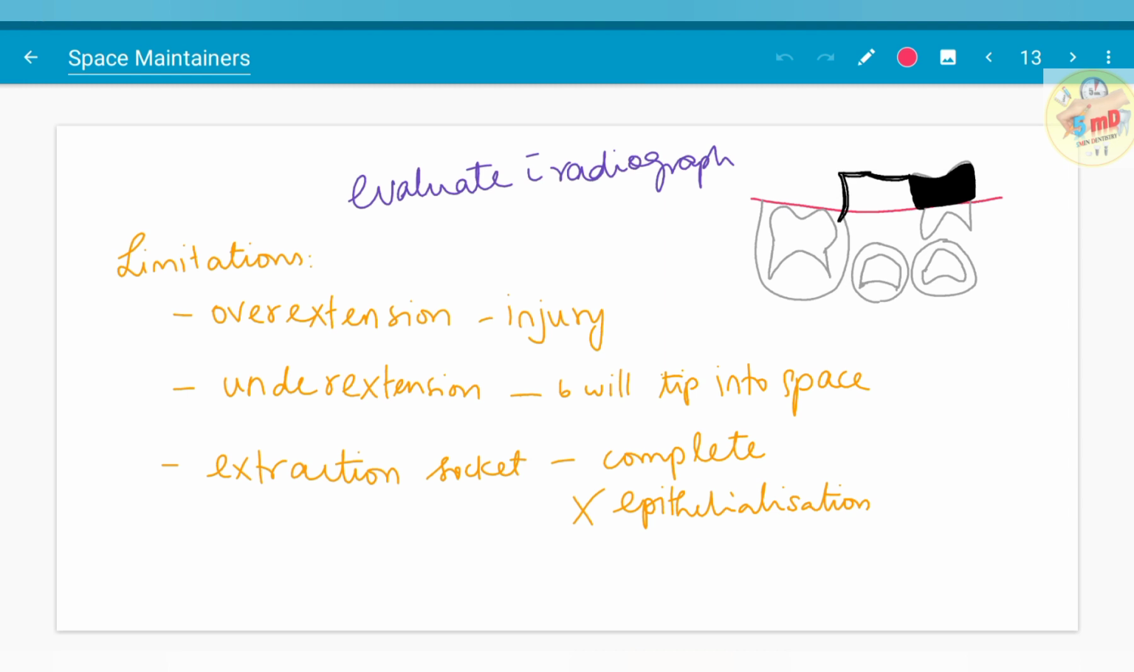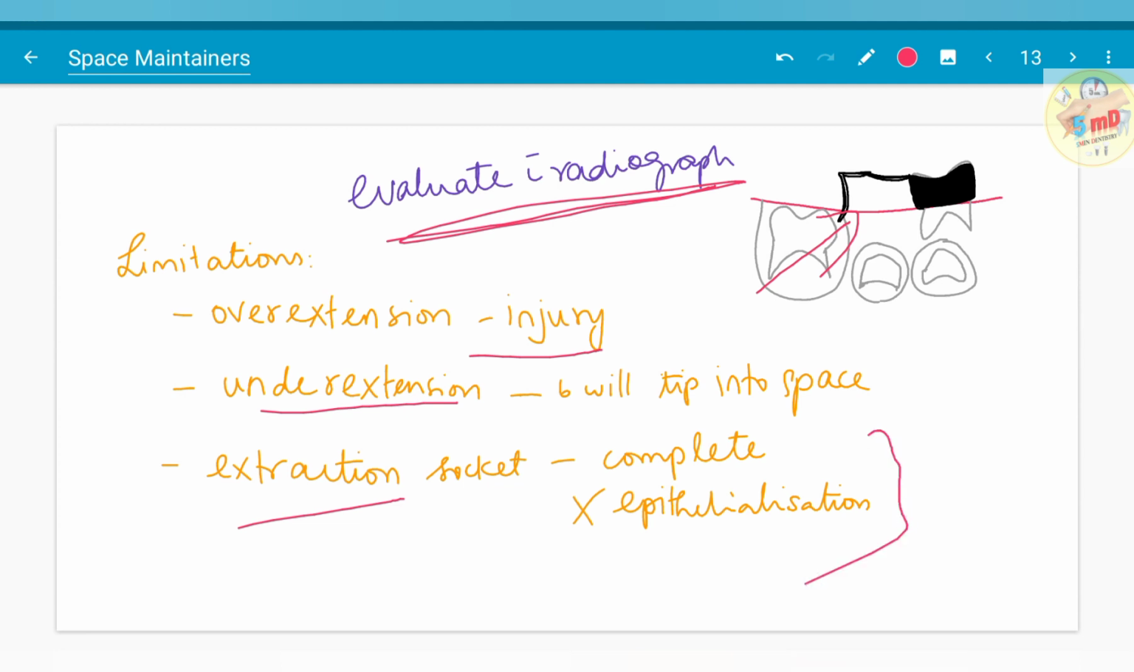The limitation is that overextension can cause injury. You have to evaluate with a radiograph for proper placement of the distal shoe appliance, and with under extension, the 6 will tip into the space. So you have to extend it properly. It will also interfere with the complete epithelialization of the extraction socket.